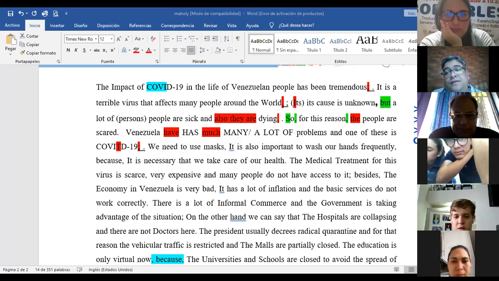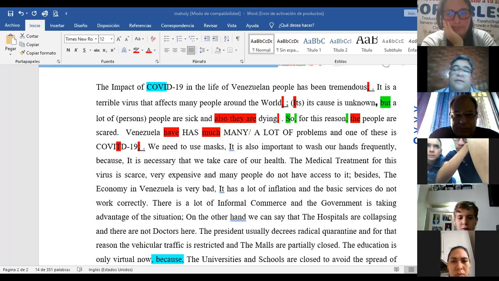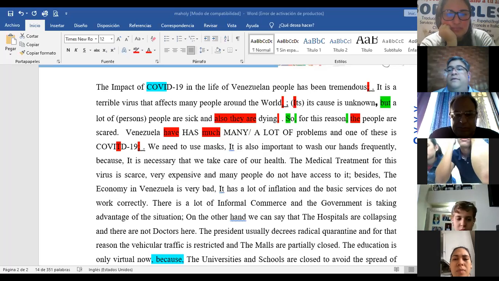Yo creo que ahí debe haber una transition signal, una frase introductoria o algo que indique. Por ejemplo, necesitamos usar máscara, coma. También lavarnos las manos frecuentemente, coma. Porque está nombrando una serie de procedimientos, ¿sí? O una serie de medidas de bioseguridad, ¿no? Ahí está en esa parte.